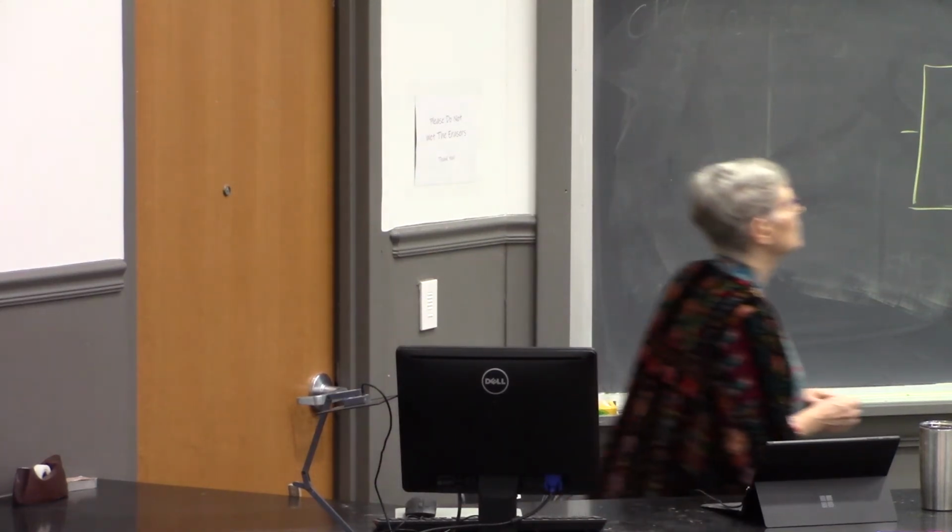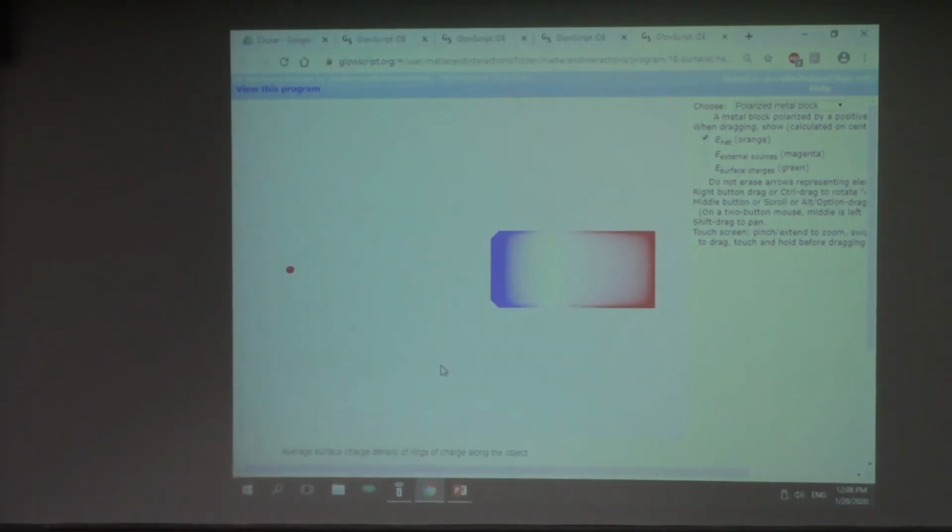it's complicated. So here is, so what's this? This is the result of a computer program that actually calculated the distribution of charge on the surface of a metal block which is polarized by an external charge. Negative is blue, positive is red, so the external point charge is positive.